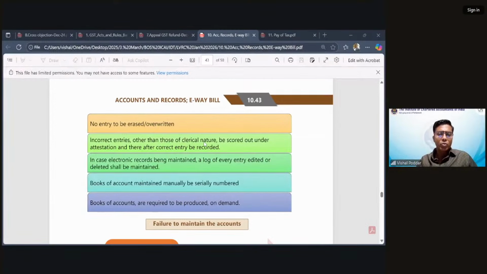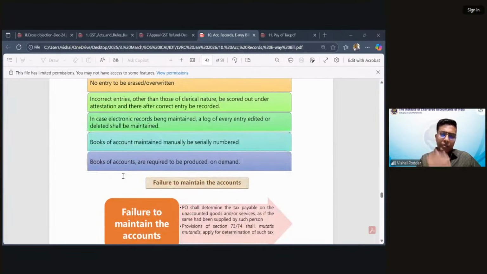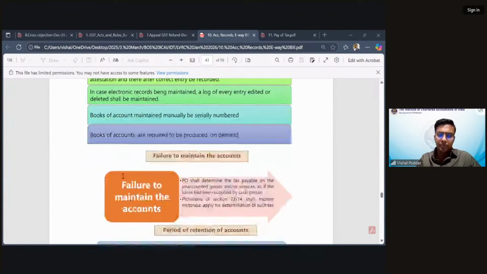Incorrect entries, other than those of clerical nature, should be scored out under attestation, and thereafter the correct entry be recorded. So there should be no scribbling. The entry has to be completely scored out, and again a fresh entry has to be passed. In case of electronic records being maintained, a log of every entry edited or deleted should be maintained, so that in future, whenever the officers want to check, they should also get this log to know if you have changed any entry after making the entry or deleted any entries from your records.